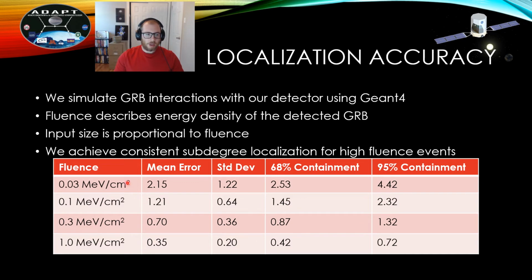Now here in our chart, fluence describes the energy density of the detected GRB, and it's worth noting that input size is proportional to fluence. So for higher fluence events, we have more photons, essentially more input data to reconstruct and localize, which means that we typically get better results with higher fluences. In fact, we achieve consistent subdegree localization for high fluence events, and the subdegree localization is important because the apertures of the telescopes that we're communicating with from APT tend to be around 1 degree of aperture opening. And so that means that subdegree localization is sufficient to point these telescopes close enough to the true source direction of the GRB that they can still see it.